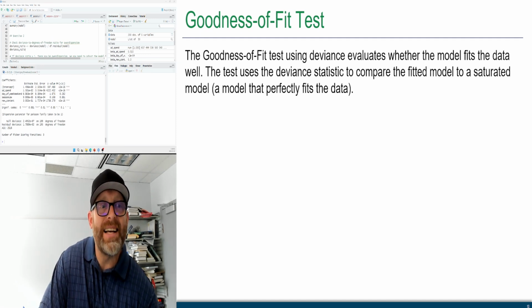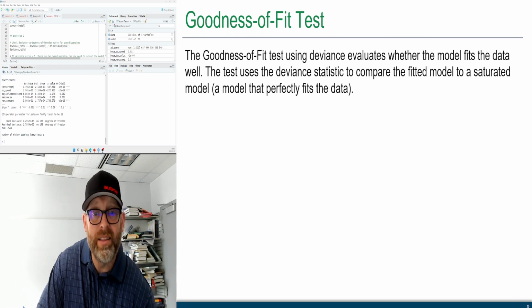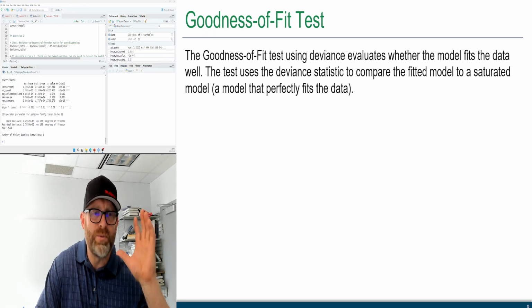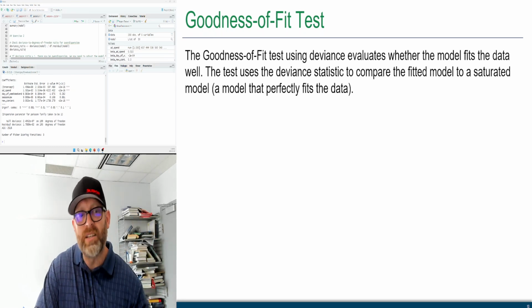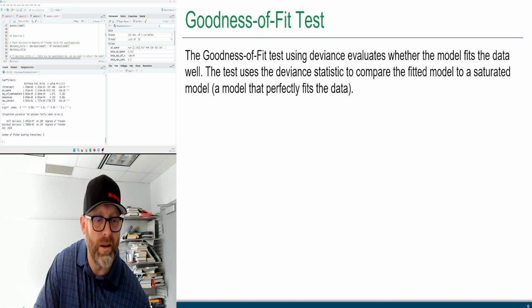The goodness of fit test using deviance evaluates whether the model fits the data well. So that is actually going to be our null hypothesis: the model fits the data well. The alternative is there's a violation somewhere and it doesn't fit the model well. This test uses the deviance statistic to compare the fitted model to a saturated model, a model that perfectly predicts the data. So if we have 200 observations, we'd have 200 data points or 200 predictor variables inside of there, and we would hit perfectly every single time. So that would be our saturated model.